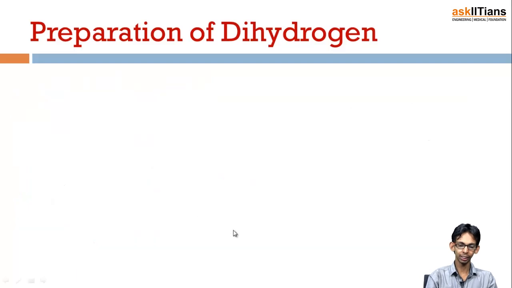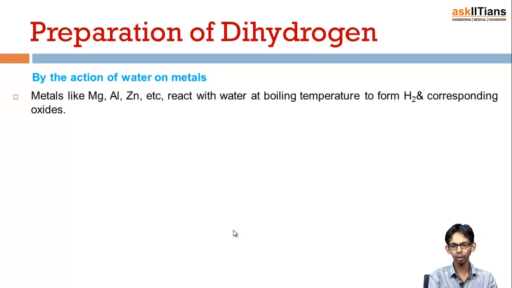Okay, the next question is: we have just discussed how highly reactive metals react with water, and there are some metals which are not so reactive, like magnesium, aluminium, zinc. They do not react at room temperature, but they react with boiling water, and the reaction looks like this. Magnesium reacts with water at high temperature to form magnesium oxide and hydrogen.